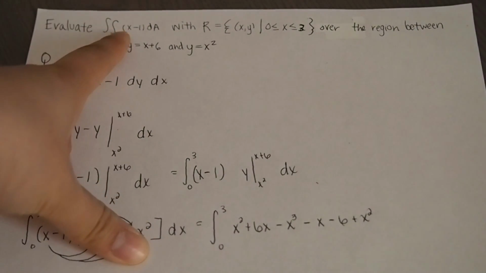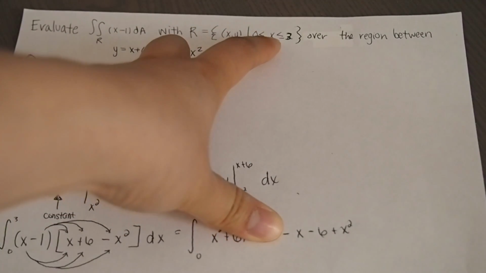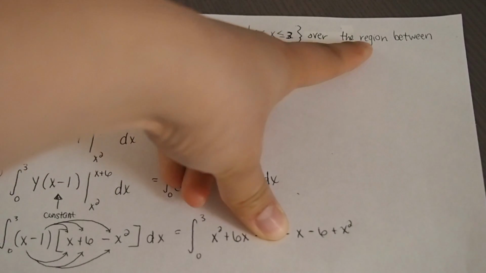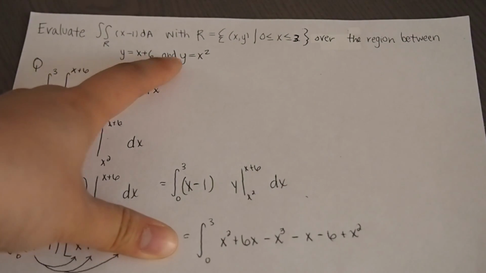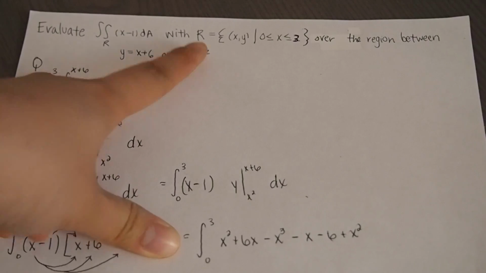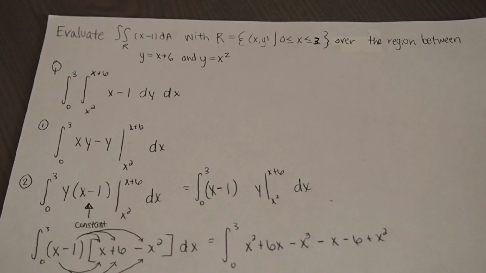So given that our function is x minus 1, and with our givens, we find that x will be between 0 to 3 over the region between y equals x plus 6 and y equals x squared. First, what you want to do is identify the bounds correctly.